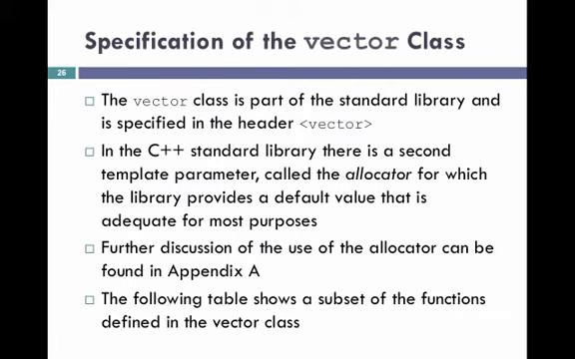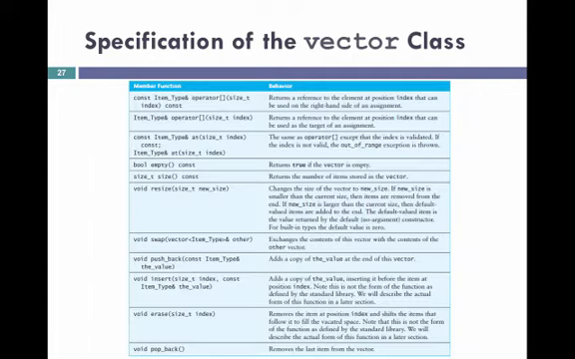The vector class is part of the standard library, and it's in the header file vector. In the C++ standard library, there's a second template parameter called an allocator. Now, the library provides a default value that's adequate for most purposes, so you can look at Appendix A for some discussion about allocators. Here is a table that shows member functions of the vector class and a description of their behavior.